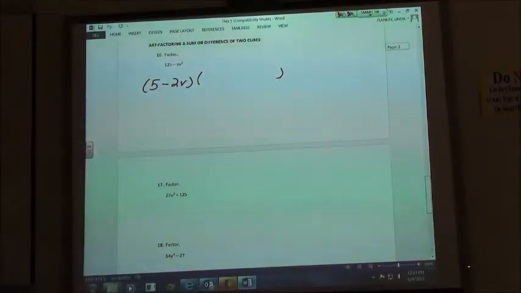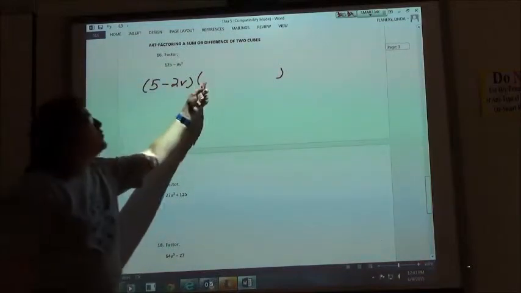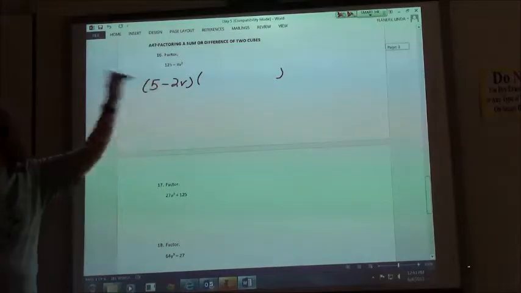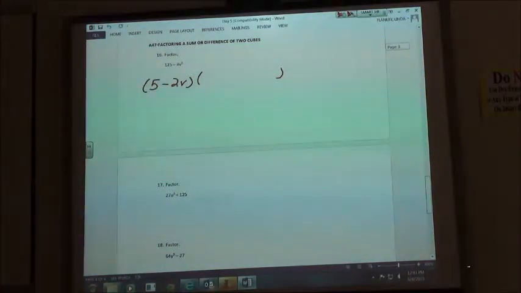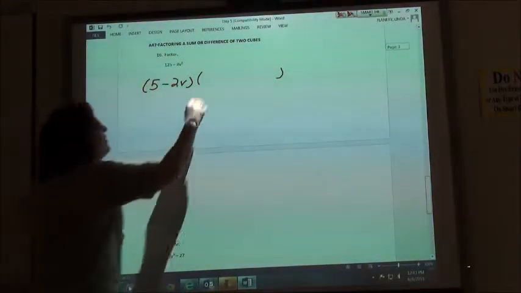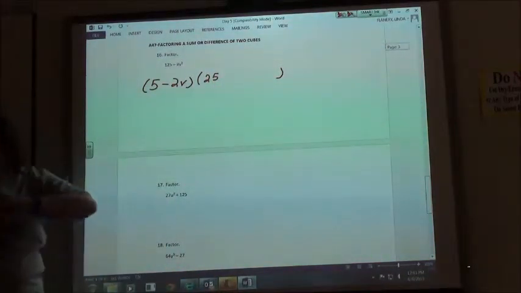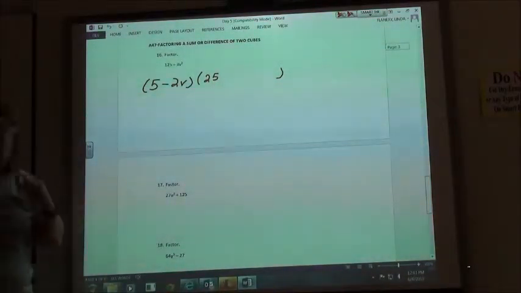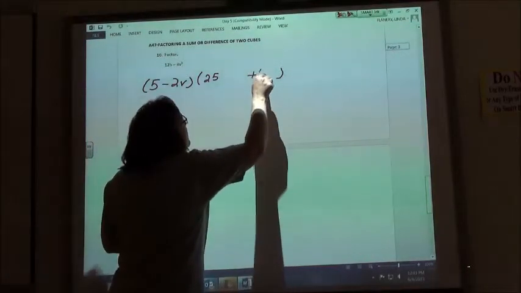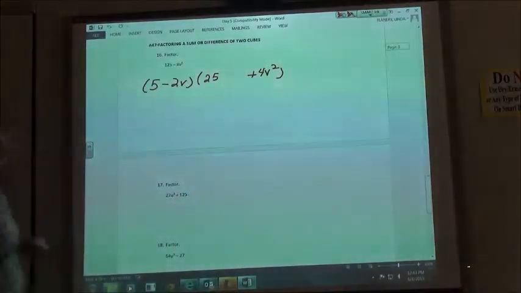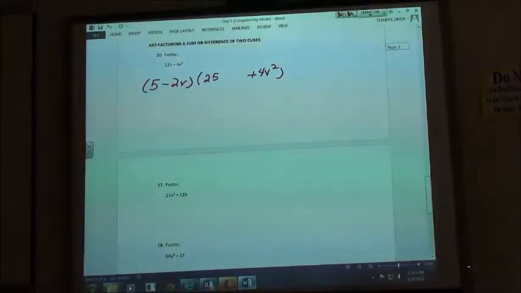When you're doing your second set of parentheses, I like to do the first term and the last term first. What I'm doing is just squaring each of these things that I got in my first set of parentheses. So if I square my 5, I get 25. If I square my negative 2v, negative 2v times negative 2v is a positive 4v squared. That end term will always be positive because you're squaring something.